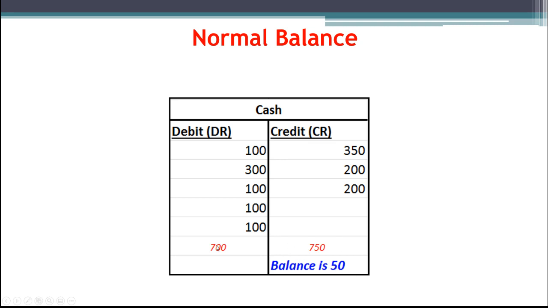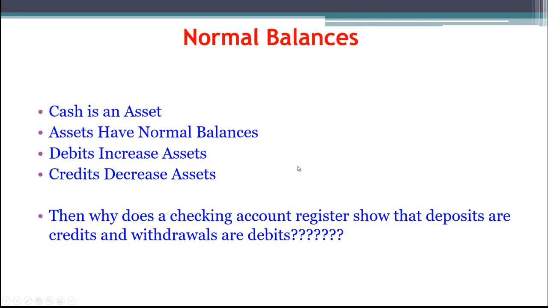You don't see negatives anywhere in the T account. By the way, that's the word for this, a T account. It's just a quick representation of a ledger. You'd never see a negative number here. It's all defined by debit or credit. So the question you may have when you're looking at that checking account register that we'll see in just a bit, why does it show that deposits are actually credits and withdrawals are debits? That seems to be the exact opposite of what we just said it should be a bit ago. So that's what we're going to see here.